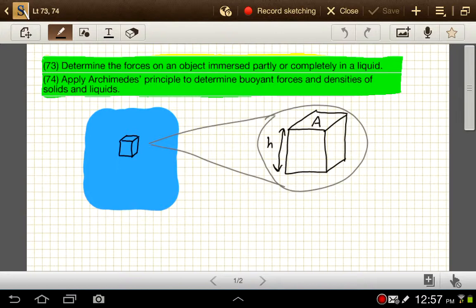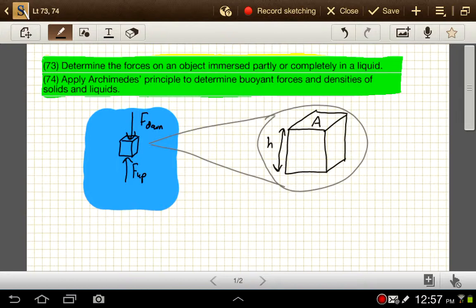But we have this force downward that we'll call force down, good enough name for it, that's going to be different from this force upward because this bottom face of the cube is deeper than the top face, and we know that pressure, and therefore force, depend on the depth in the fluid that we're at.